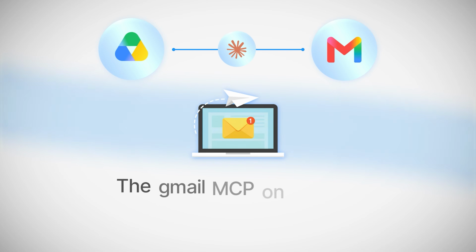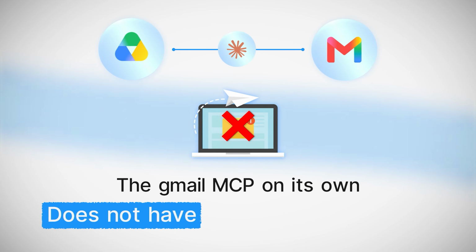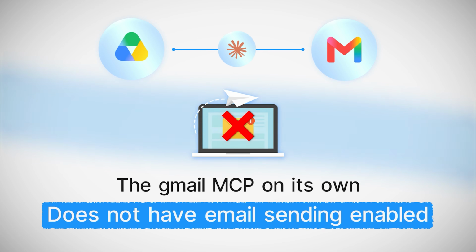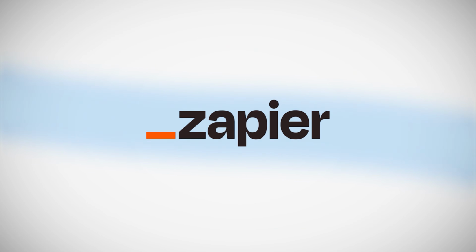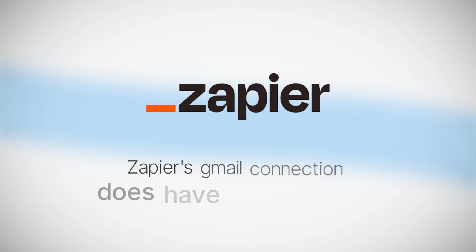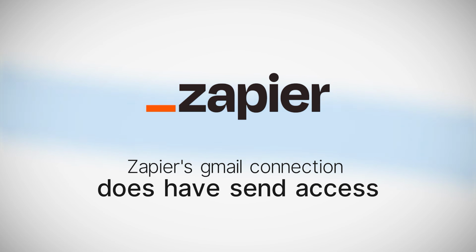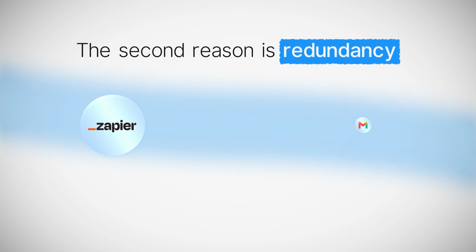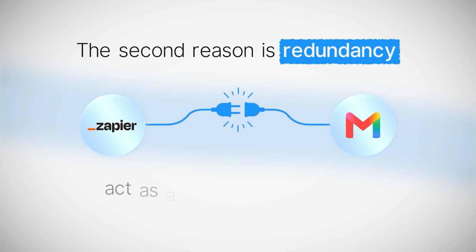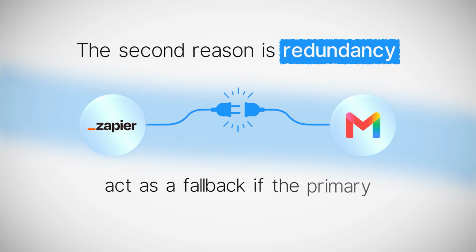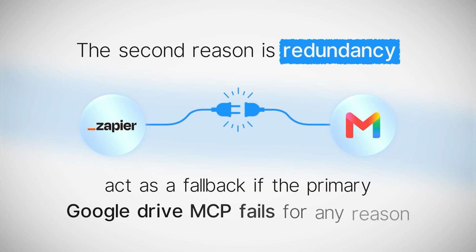The Gmail MCP on its own does not have the ability to send emails. So Zapier is what we use to solve that problem, because Zapier's Gmail connection does have send access. And that's the main reason we put Zapier in this build. The second reason is to do with redundancy. Zapier's Google Drive connection can act as a fallback if the primary Google Drive MCP fails for any particular reason.